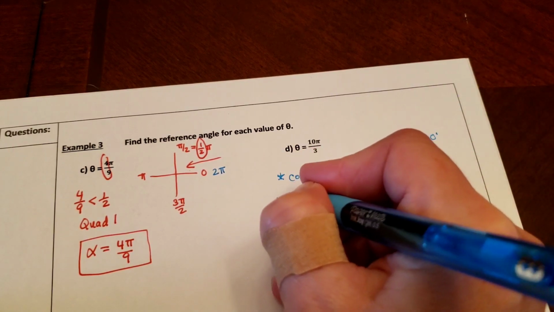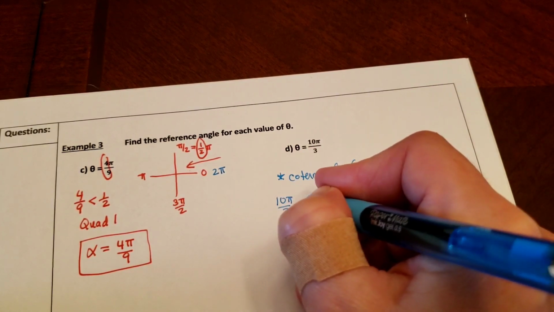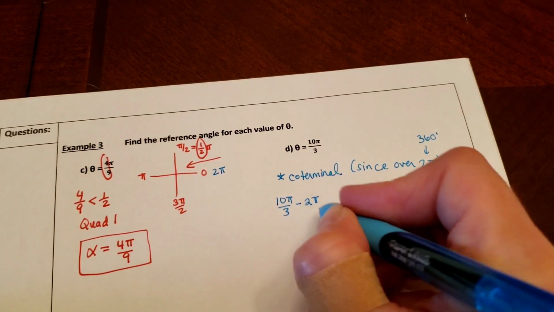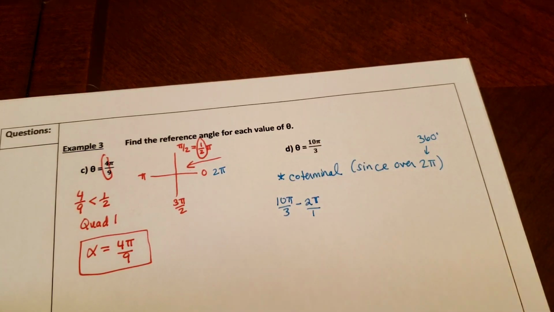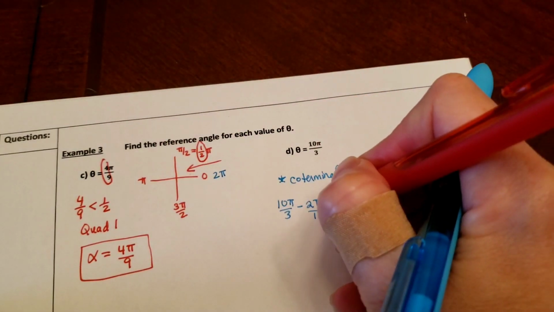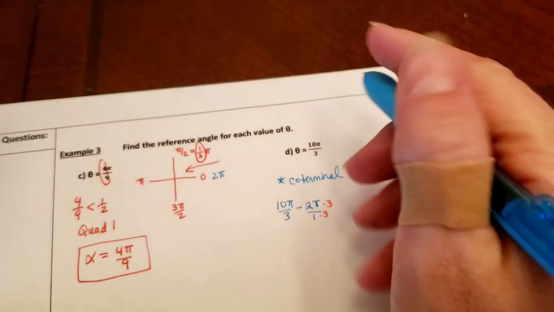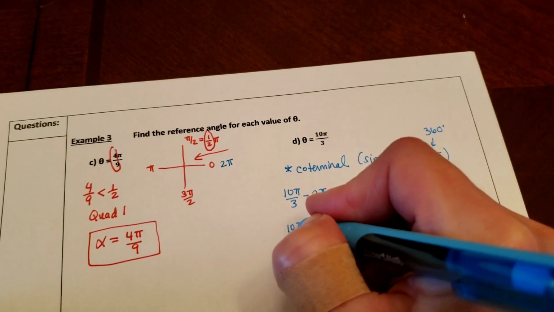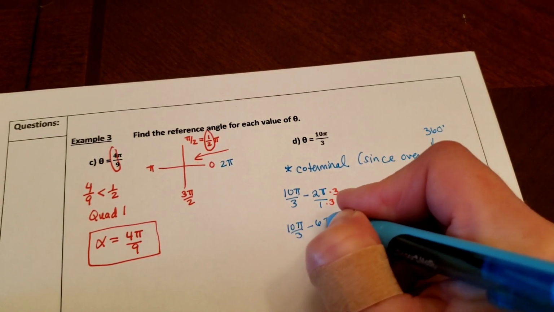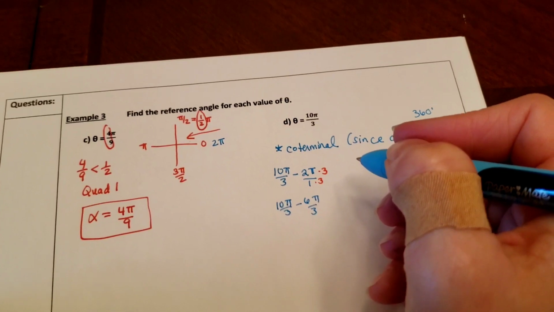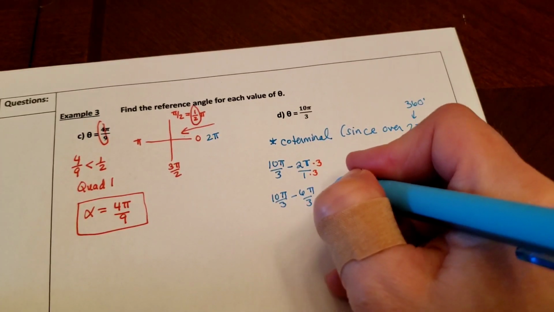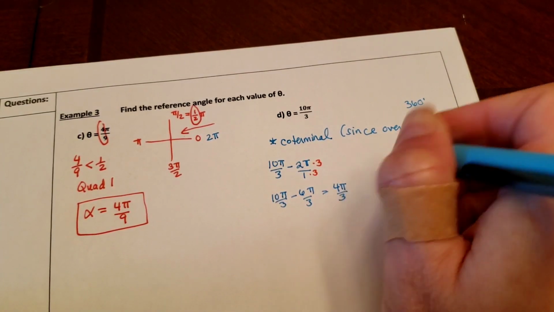So if I take 10 pi over 3 minus 2 pi, let's do some fraction work. So multiply top and bottom by 3, so that way everything matches. So then 10 pi over 3 minus 6 pi over 3. I know I'm showing everything so nobody can get confused. So this will give you 4 pi over 3.